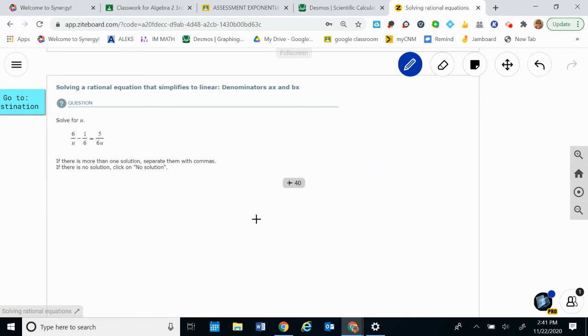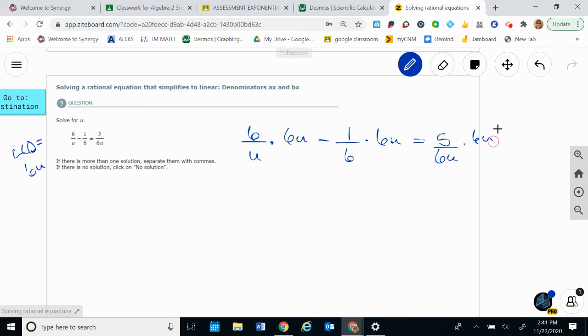Next one. This one, LCD is equal to 6u. So I'm going to multiply each one of these by 6u. This is the trick. Cancel. You get 5, cancel. U, cancel. 36 minus u is equal to 5. Negative u is equal to negative 31. So u equals 31. Subtracting 36 from both sides.